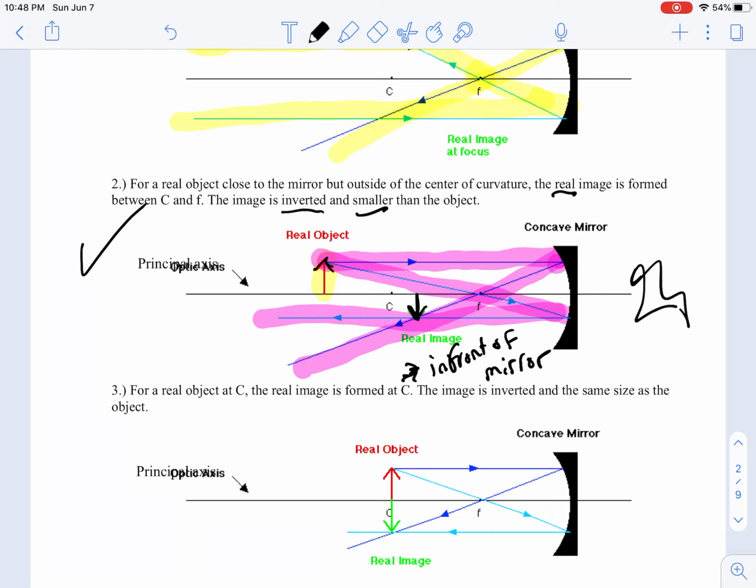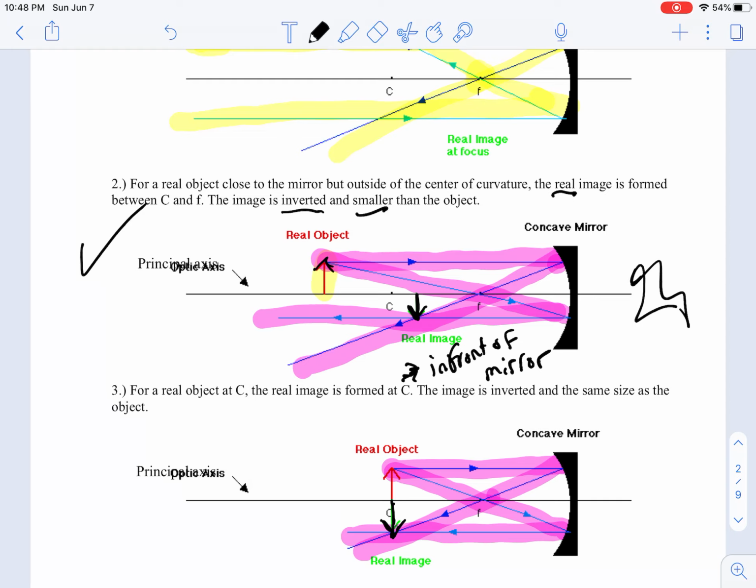So number 3, for a real object at C. If the object is located right at the center of curvature, what happens? Well, they did the parallel focus, focus parallel again. So watch. They go, okay, I can use parallel focus and then focus parallel. Where do they intersect? They intersect right here. Wow, it's directly under the actual object I reflected. Remember, we just reflected the tip of the arrow there. So that's where the tip should end up, where the lines intersect.